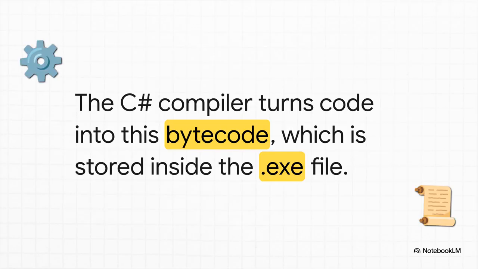And there it is. This is IL. Yeah, at first glance, it definitely looks a bit like old-school assembly code, right? You've got these little instructions like LDC, which means load constant, or mul for multiply. This is what the C# compiler actually spits out. We're not meant to write this by hand, but this universal code is exactly what gets packed inside your app's .exe file, just waiting for the final step.